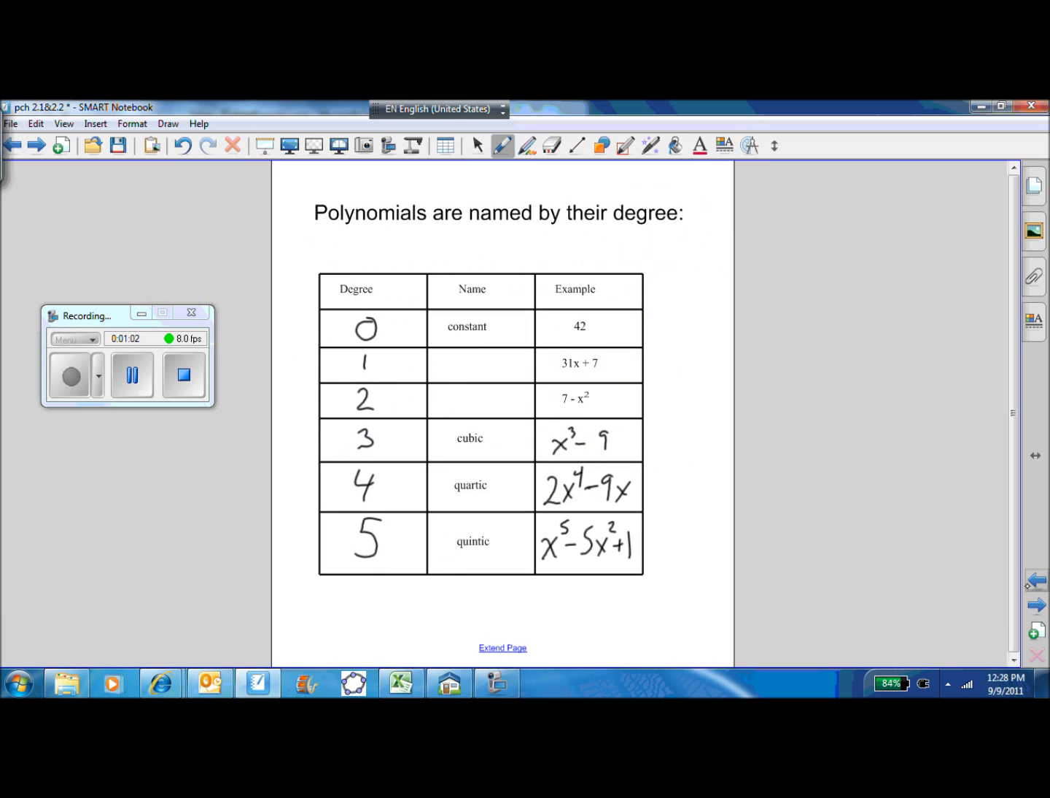Now, polynomials have many terms. That 42 we just talked about is a constant term. It's x to the 0 power. If it's just got a degree of 1, like 31x plus 7, that's linear. And 7 minus x squared, we just talked about those as quadratic. Cubic if third degree, quartic if you have fourth degree, quintic if you have fifth degree.